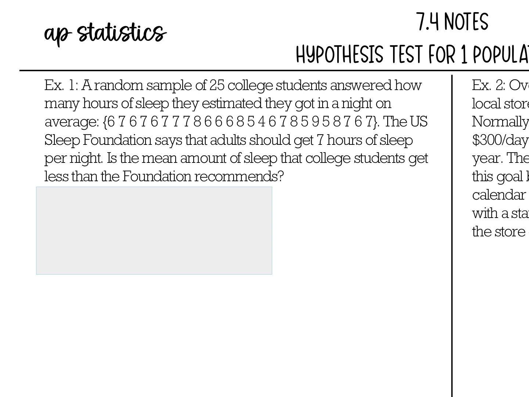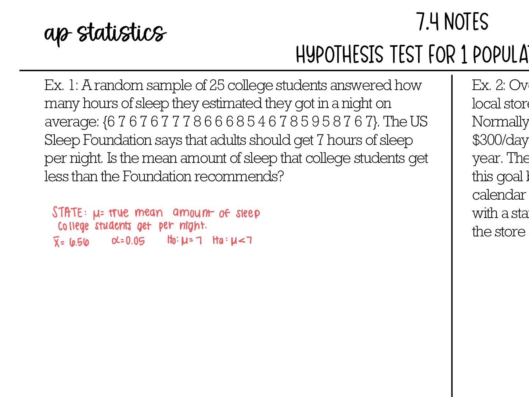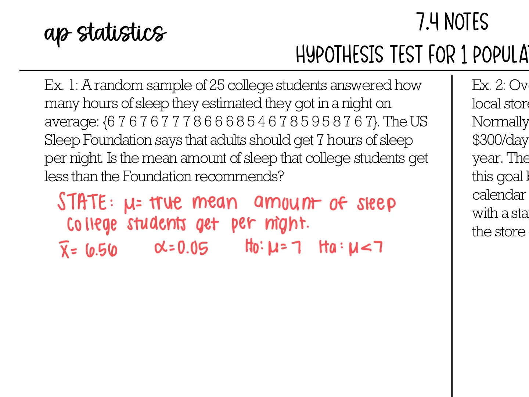If you want to pause and try to state the variables yourself, go for it. And here you will see my stated variables and information. So here I let mu be the population mean, the true mean amount of sleep that college students get per night. And I took the average of my sample. Okay, so this is, of course, my sample mean. And I just did it with the calculator, and I came up with 6.56 as my mean number of hours that college students sleep in this sample.